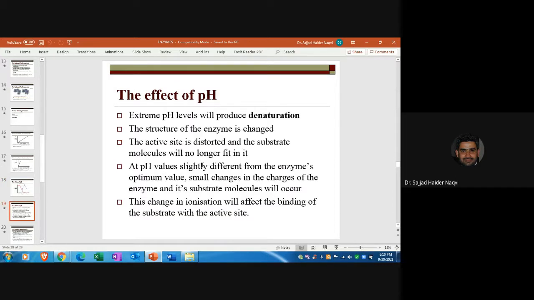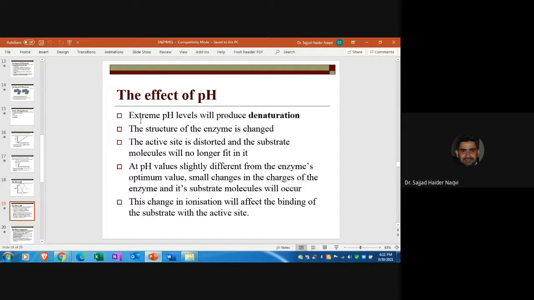So in case of the effect of the pH, the extreme pH level will produce denaturation. Now, extreme pH level means both extreme acidic and extreme alkaline. As a result of this, the enzyme, because it's a protein, undergoes denaturation. Denaturation is the breakdown of its hydrogen bonds. As a result of the denaturation, the conformation of the protein is changed. And we all know that when the protein is denatured, it is no more capable of catalyzing the reaction. The structure of the enzyme is changed because of the extreme pH. The active site is also distorted and the substrate molecule will no longer fit in it.